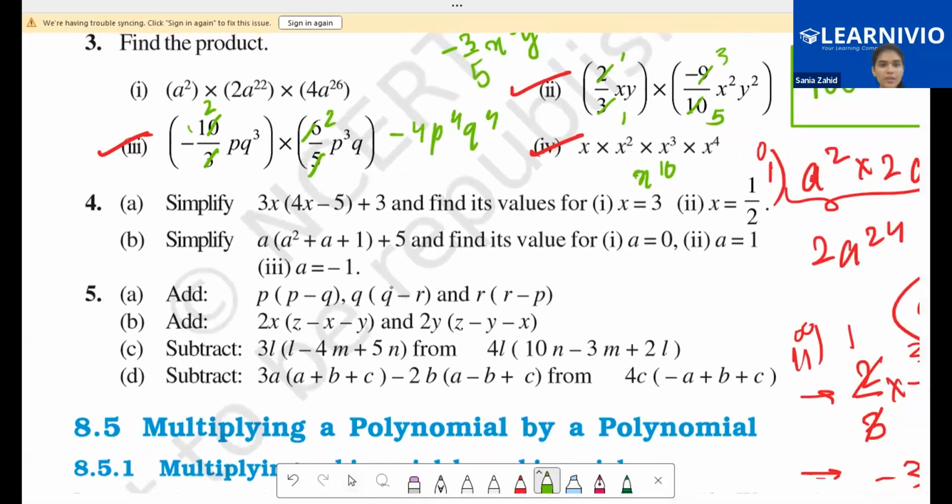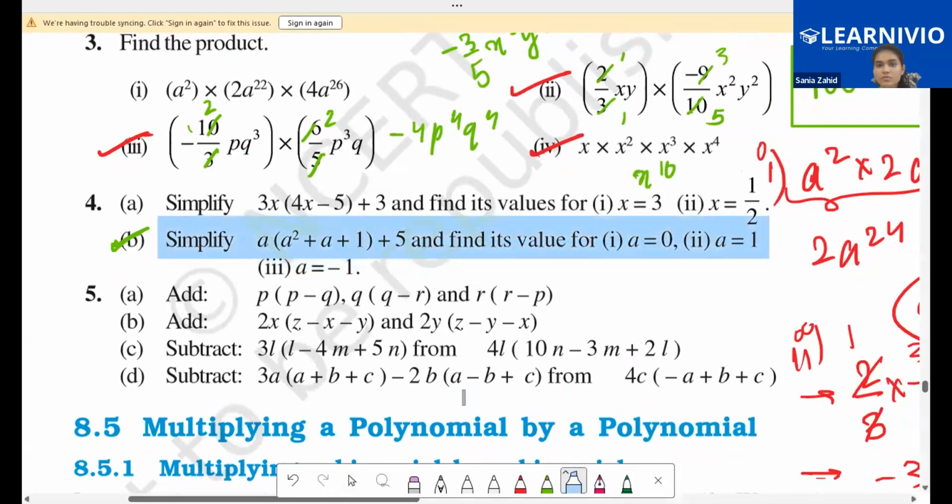you can solve this B part. Okay, solve this question. What you have to do over here is you first have to simplify the expression, and after simplification, you have to find the values one by one when a is 0, when a is 1, and when a is minus 1. Okay, so you have 3 parts for this question. So quickly do it.